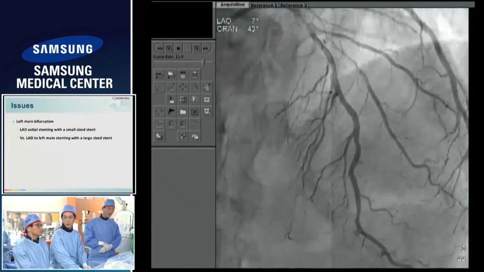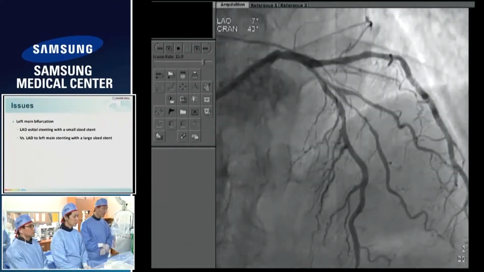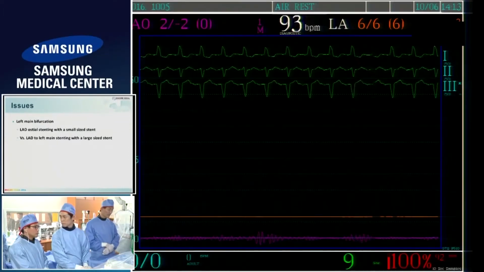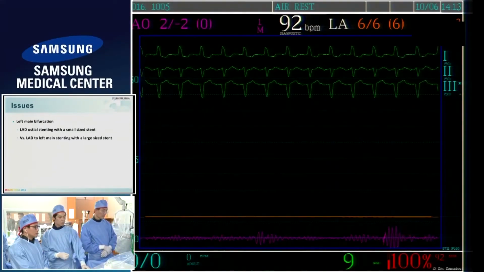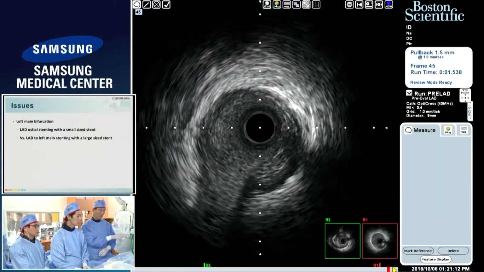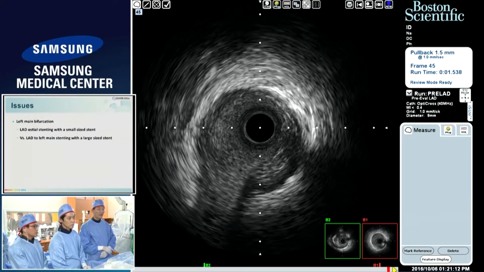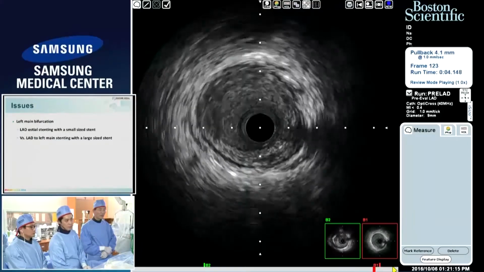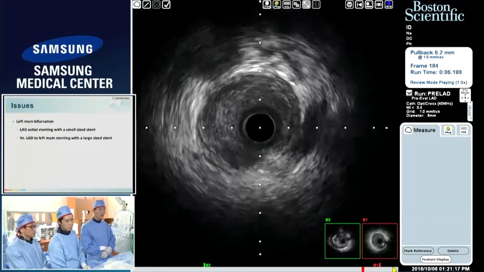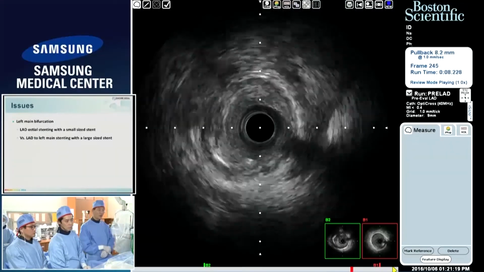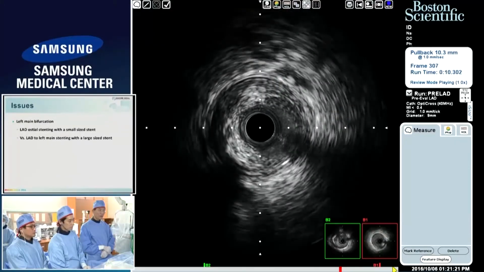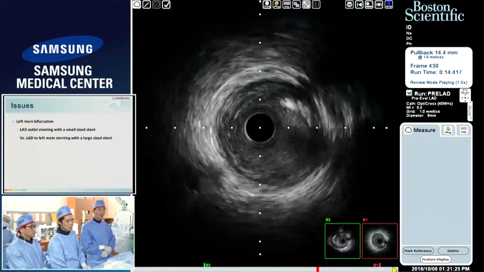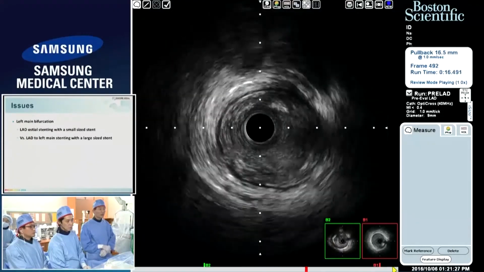IVUS on the screen, please. Okay, this is a rapid pullback, 1 millimeter per second, from the LAD. Vessel size is 3.5. Here is 3.0. The plaque burden is just above the septal branch. Okay, getting better here.